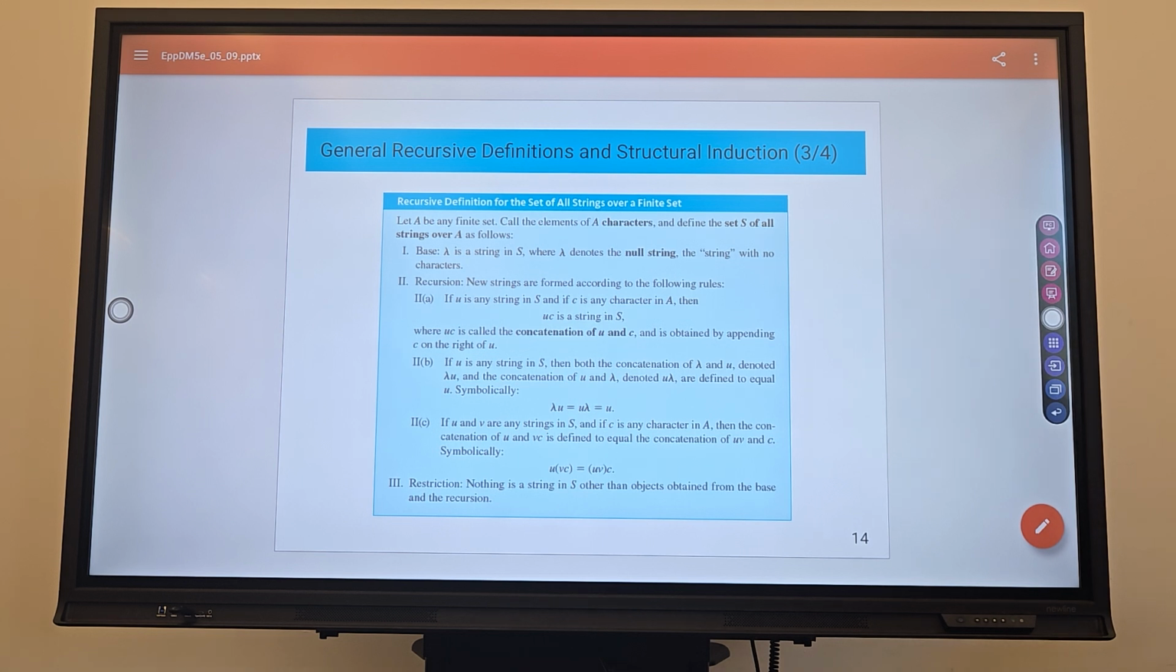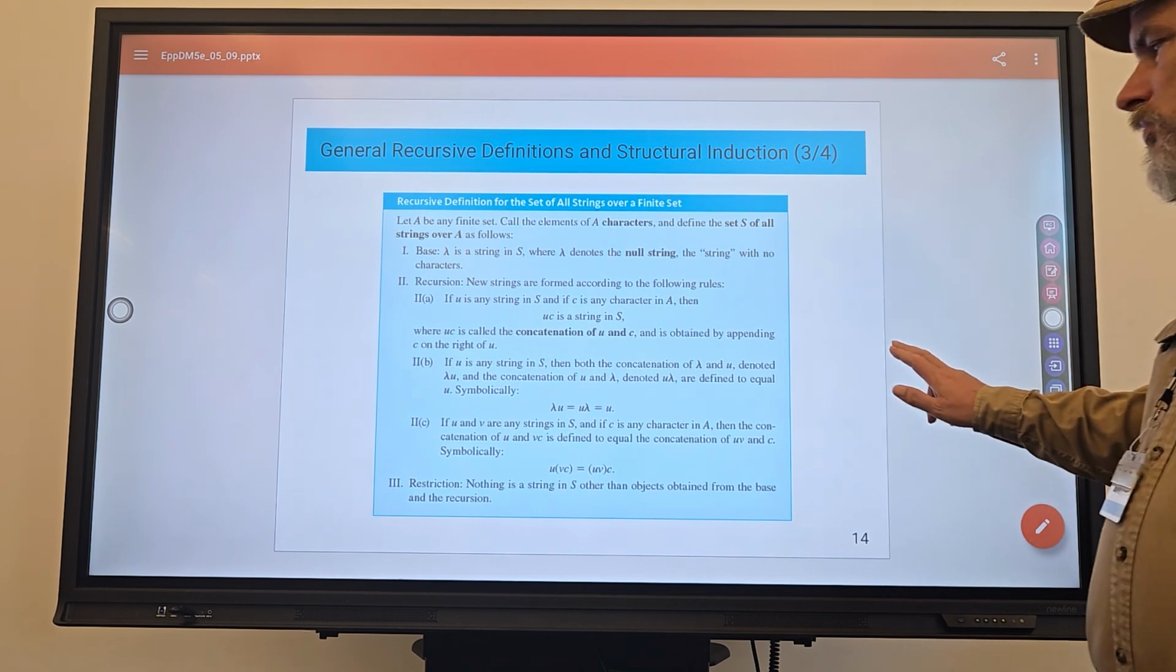Finally, rule 2c: if U and V are any strings in S, and if C is any character in A, then the concatenation of (UV) and C is defined to equal the concatenation of U and (VC). So basically, the associative property applies to concatenation of strings as well. And of course, the restriction: nothing is a string in S other than objects obtained from the base and the recursion.